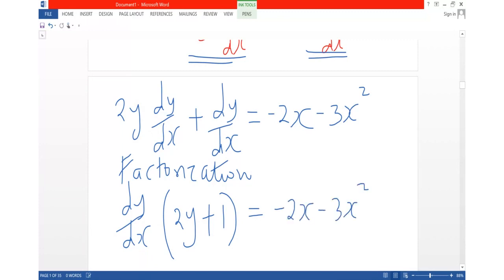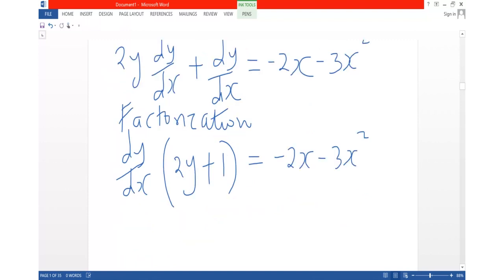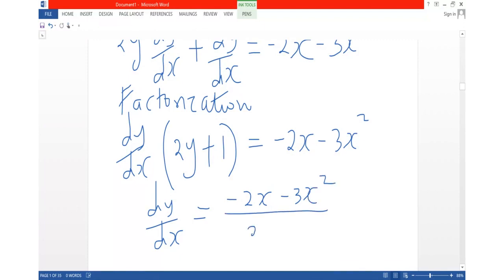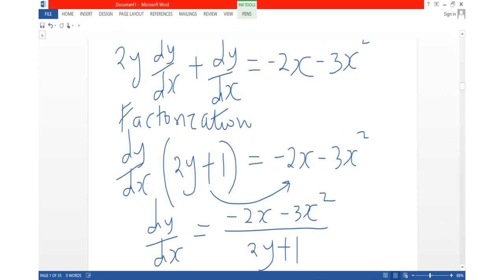Now, how can I be able to get the value of dy dx? I divide both sides by this function. So dy dx will always be given by negative 2x minus 3x squared all over what? 2y plus 1. This one will come this side so that I remain with dy dx. So that is the reason of factorization. That's why we are factorizing this one.